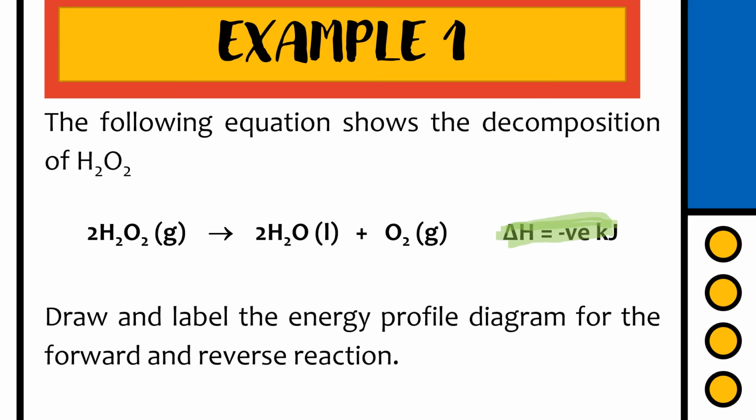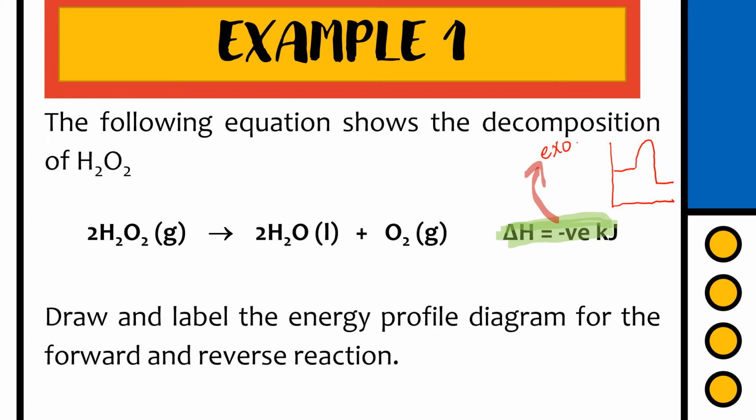What we have here is delta H negative. Since it's negative, we know that this is an exothermic reaction. So if we have an exothermic reaction, the shape of the energy profile diagram should already pop up in your mind. Sketch a bit. In the energy profile diagram, our reactant will have higher energy, and then the activated complex, and the product will have a lower energy.